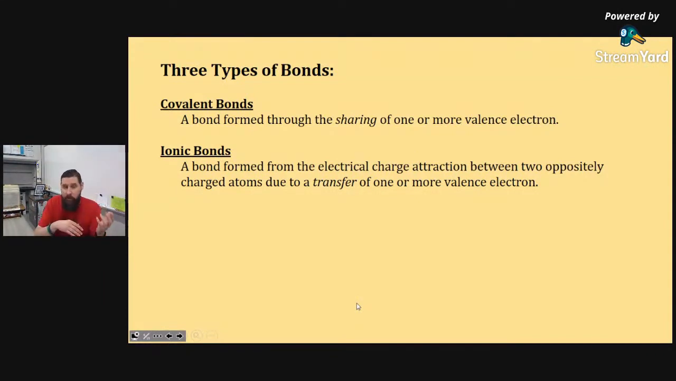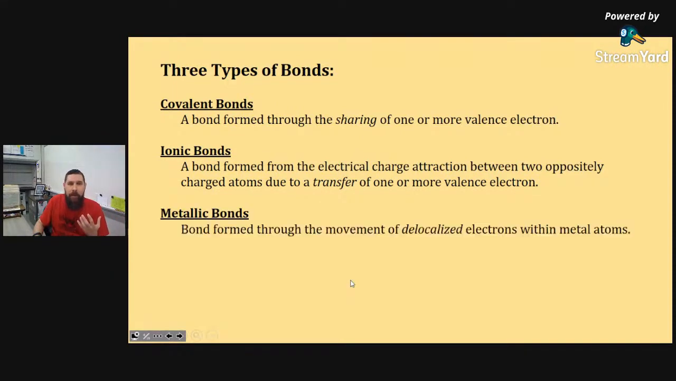So in other words, you've got something that wants to lose electrons, something that wants to gain, kind of like the sodium and the chlorine. So in transferring electrons, you get charges, and then those opposite charges attract. That forms an ionic bond. The third type of bonding is what's referred to as a metallic bond. And metallic bonds are formed through the movement of what we refer to as delocalized electrons within metal atoms. If you think about a sheet of copper or steel or iron or aluminum, what keeps those atoms together?